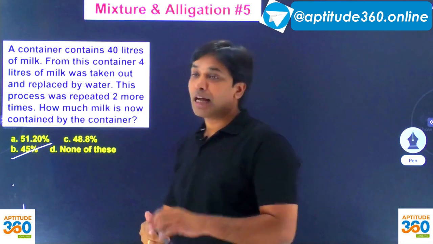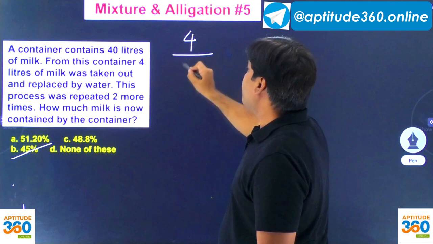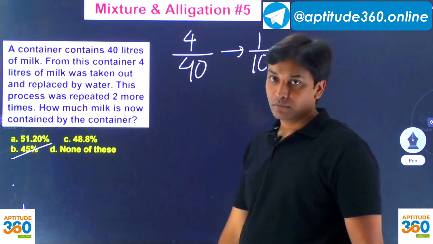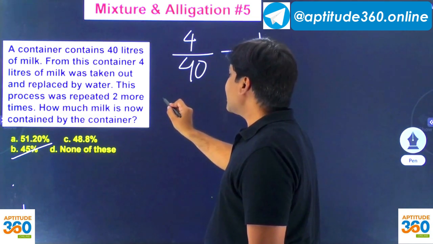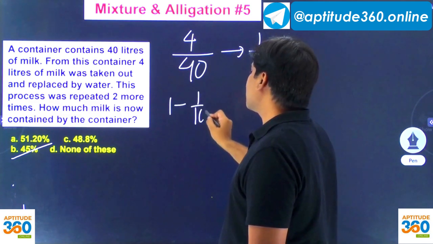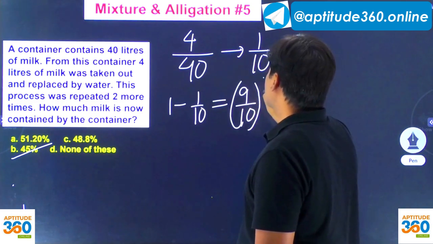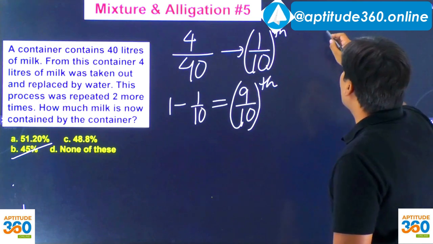What is another method then? Understand, what is 4 liter of 40 liter? Can I say this is 1/10? 1/10 is getting replaced. So if 1/10 is getting replaced, what is that you are left with? 1 - 1/10. You are left with 9/10. Did you understand this? So I would say this.